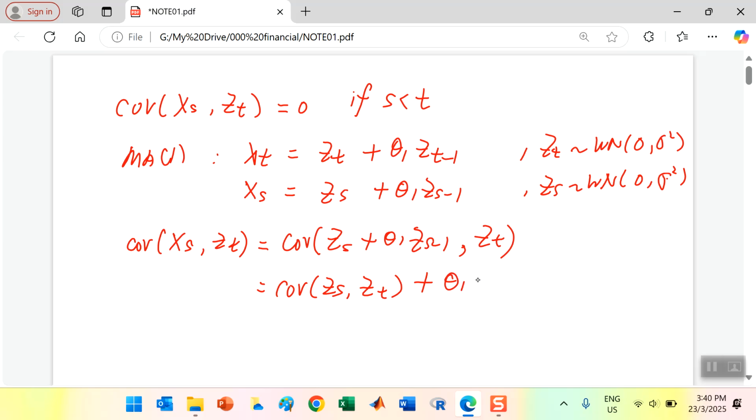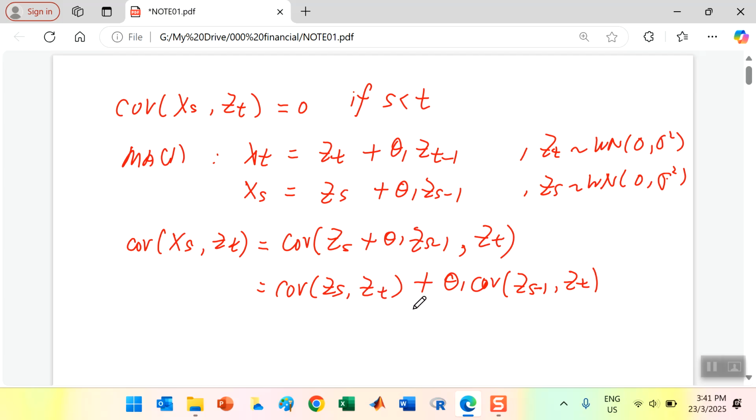So you have theta 1 times the covariance of ZS minus 1 and ZT. Obviously, if ZT and ZS are normally distributed, following a white noise, most probably the relationship between ZS and ZT will be 0. In other words, the covariance of ZS and ZT will not be 0 only if S is equivalent to T.